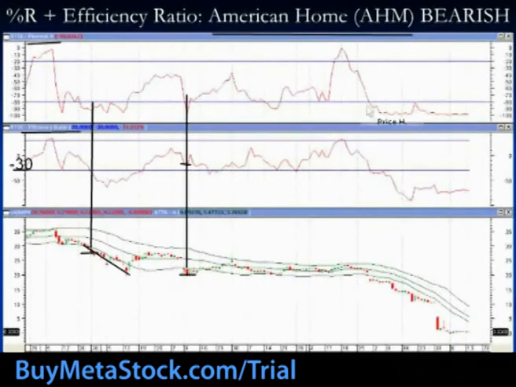Now you notice the next time that they all broke down together is right here as we got the gap down back in late June. See that efficiency had broken under minus 30 here. The percent R had broken down under minus 80, and we'd gotten that breakdown here in the acceleration band. So that actually went bear confirmed on this bar about 4 bars later when it closed under that first gap down's low, down about $17.50.